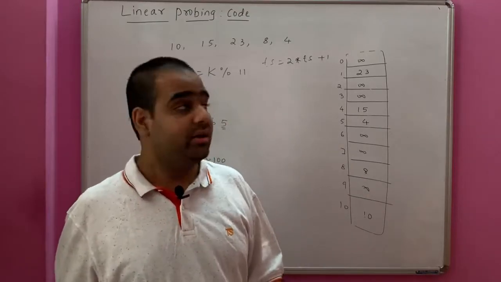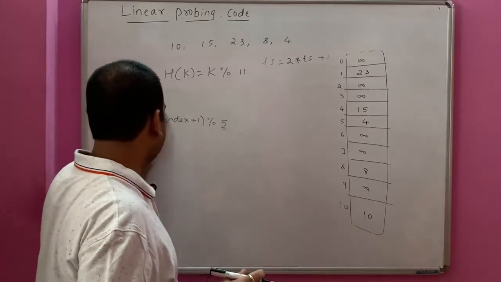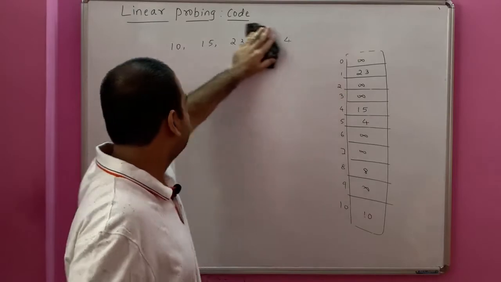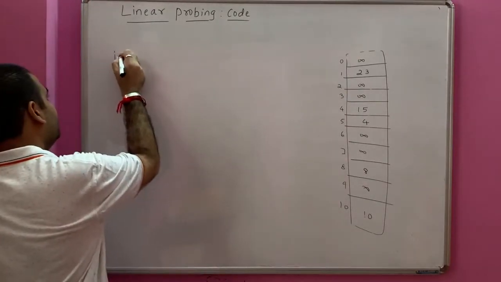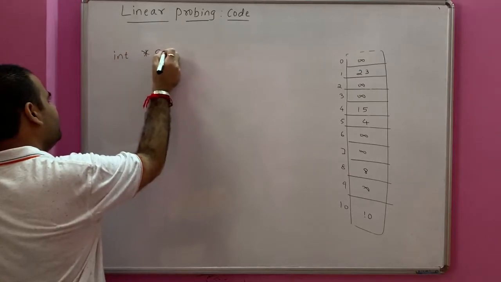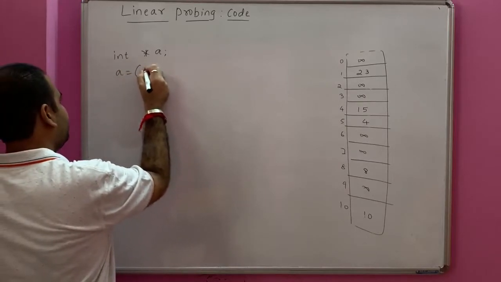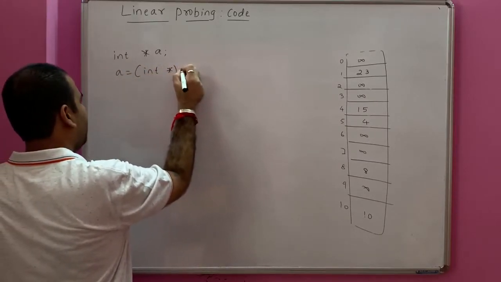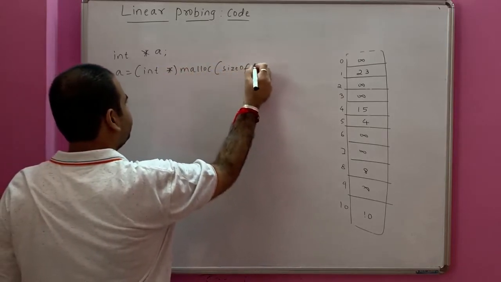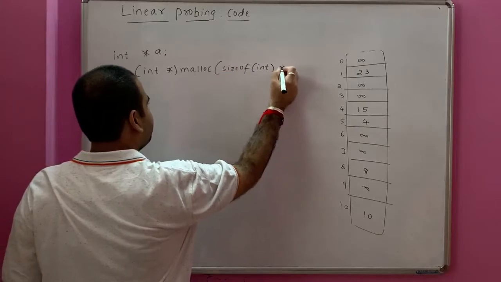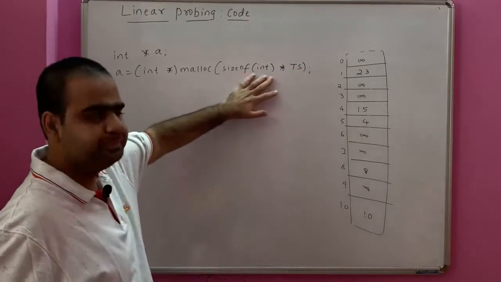Now, how do we allocate this table dynamically? This table is a one-dimensional array. And how do you allocate a one-dimensional array dynamically? We say int star a. You can use any variable name; I have used h in the program. And we say a is equal to int star malloc of size of int into table size, whatever the table size is.